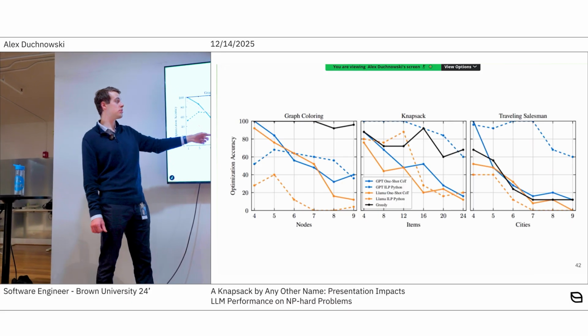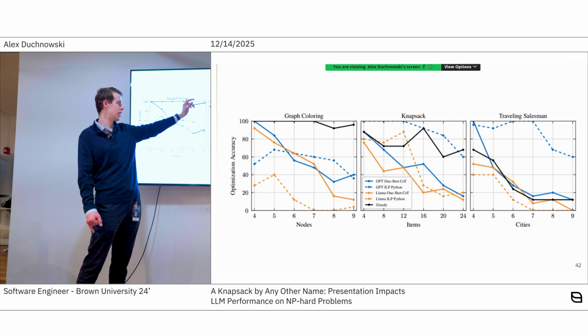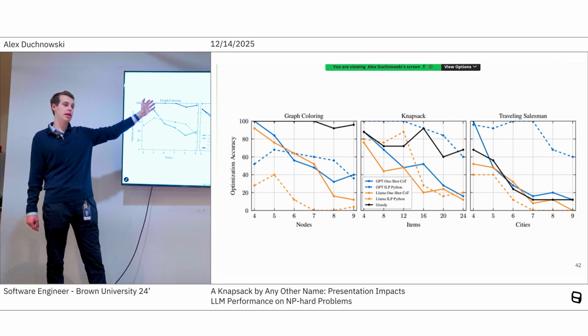And finally, we have greedy strategies here in black. You can see that for graph coloring, the greedy strategy is getting 100 for the first 4 scales, and then it drops down a teeny bit, but it's outperforming LLMs across the board.